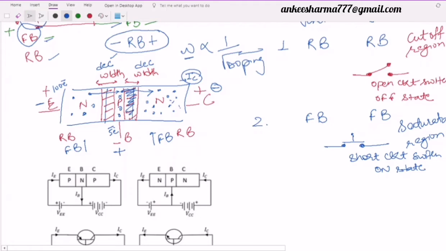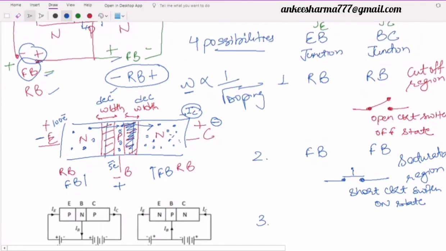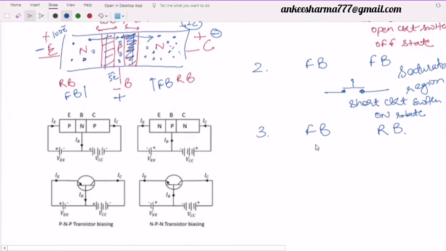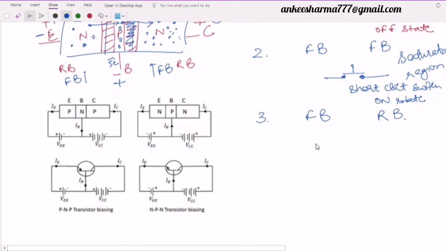Now let's take the third scenario where we are going to make one forward biased and the other reverse biased. So let us first make the emitter base junction forward biased. So we'll make this forward biased and the other one reverse biased. Right. So this is an important one. So here my transistor is going to act as an amplifier. So I made this diagram.